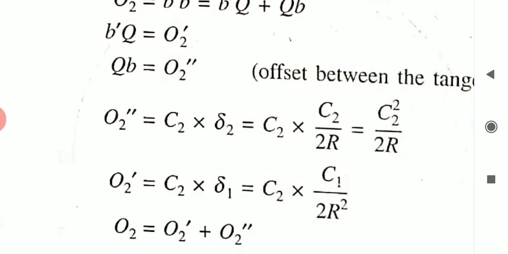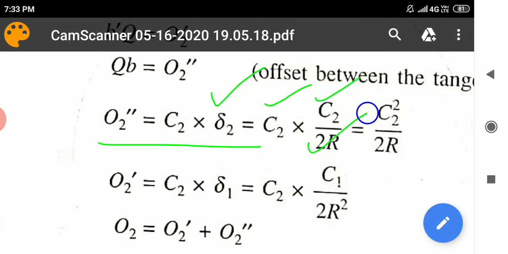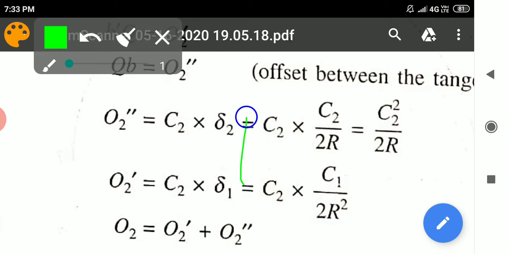Then delta 2 is nothing but C2 by 2R. The equation becomes C2 is same and delta 2 is C2 divided by 2R. Further, after simplification, O2 double dash is C2 square divided by 2R.